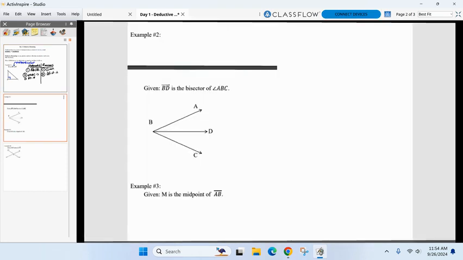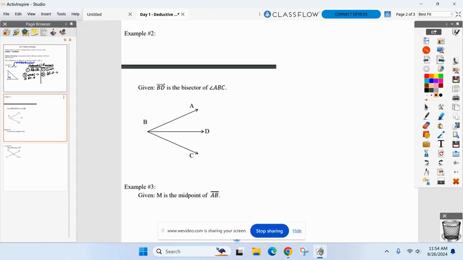So let's go to another one. And what you're going to start to see is vocabulary terms popping up. Do you remember what they mean or not? Look at the givens here. BD. What vocabulary term just popped up there? Bisector. Do we remember what it means? See, we've got to know our vocab.